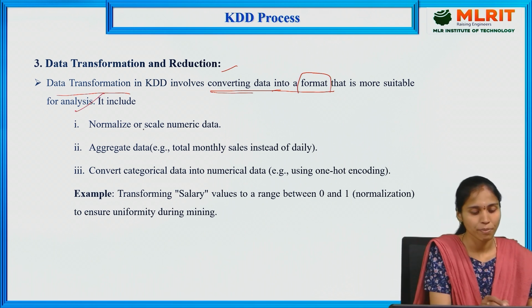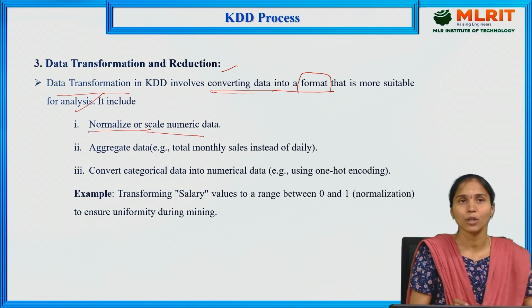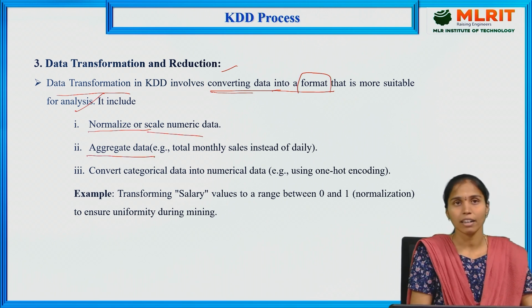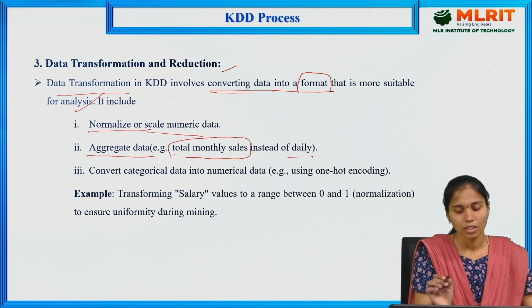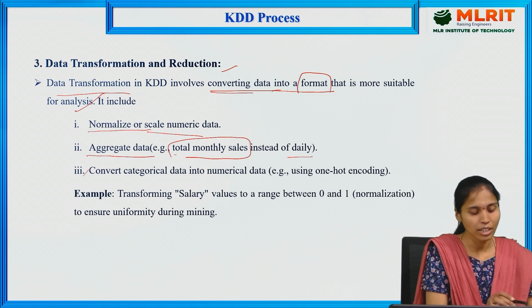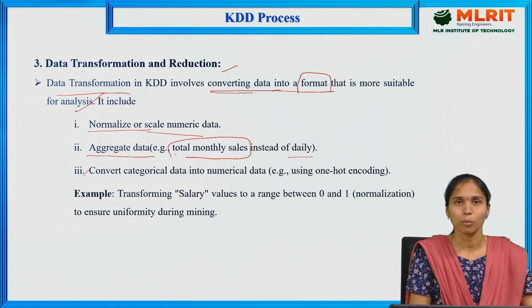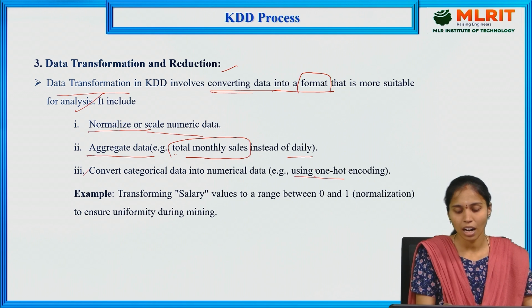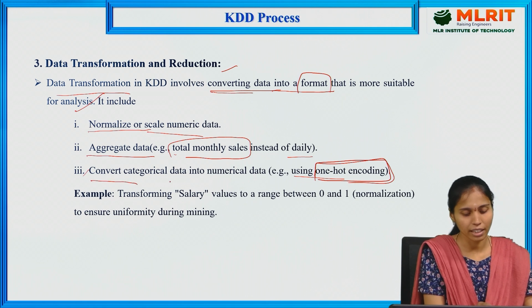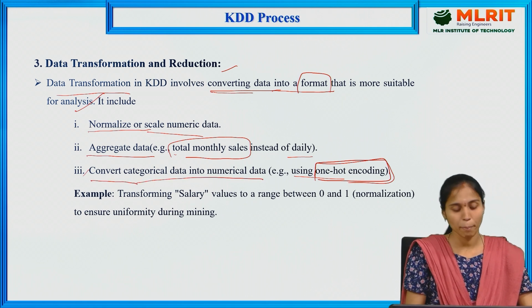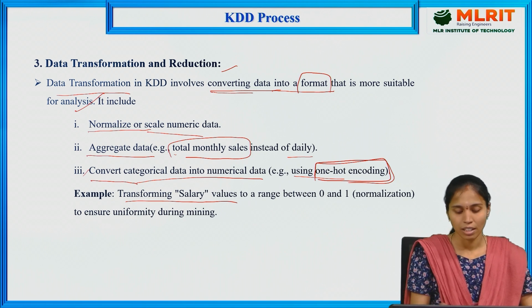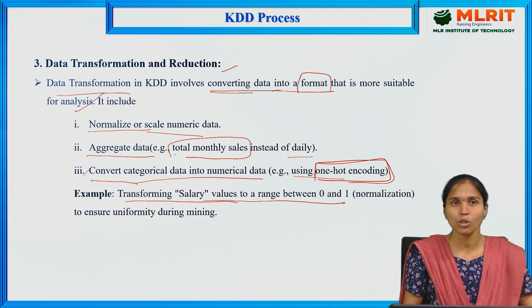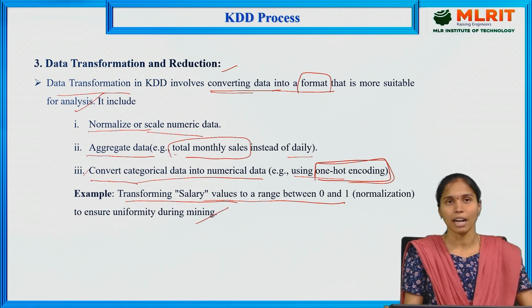It includes normalizing or scaling the numeric data and aggregating the data, for example, total monthly sales instead of daily sales. The third is converting categorical data into numerical data. For example, the one-hot encoder method is used to convert categorical data into numerical data. Another example is transforming salary values to the range between 0 and 1. This is normalized data to ensure uniformity during data mining.